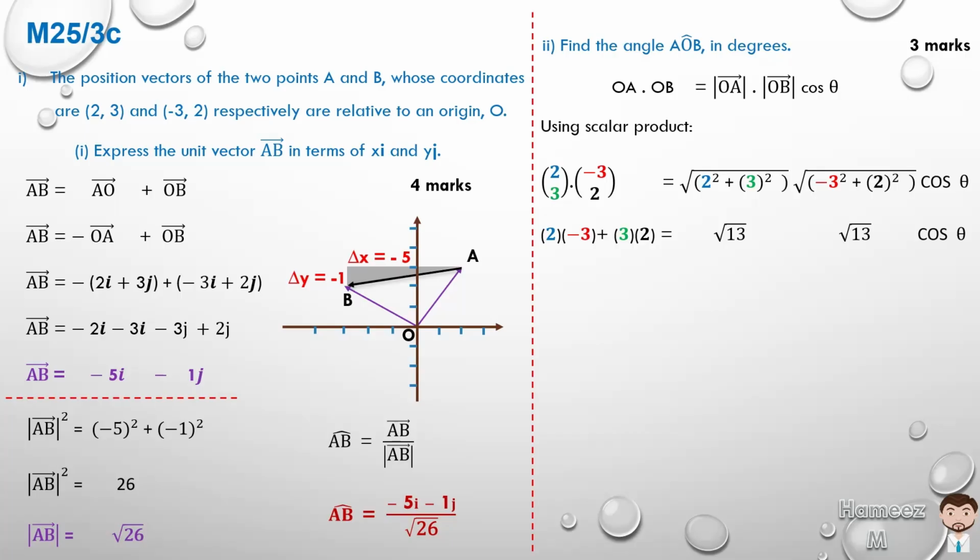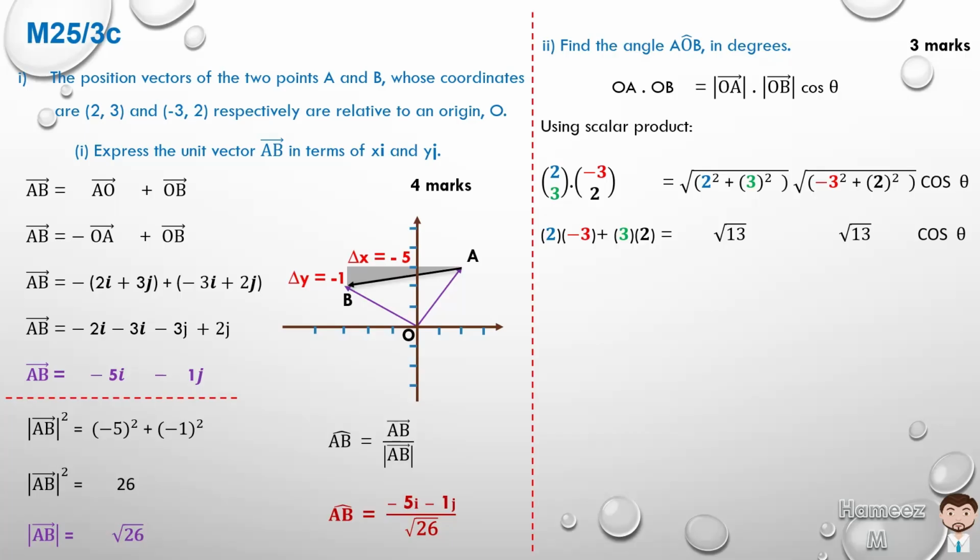Is equal to, what is 2 squared? That's 4 plus 3 squared is 9. 4 and 9 is 13, so the square root of 13. Minus 3 squared is 9, plus 2 squared is 4, 9 and 4 is 13, so that's also the square root of 13. Square root of 13 times square root of 13 times cos theta. So now, if we look at this line here, we can see the equation has only one unknown. So we can manipulate it.